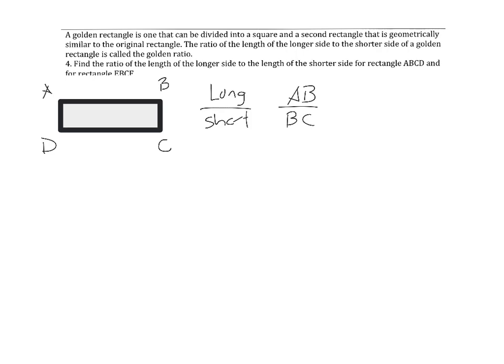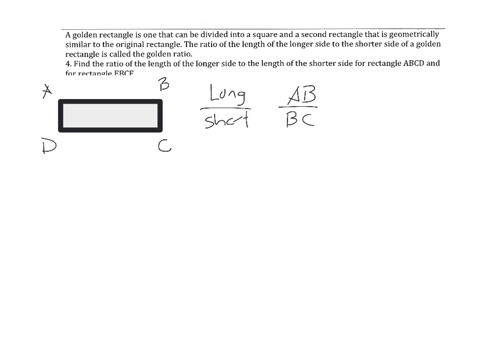Welcome to 6-4B, completing the square. We're going to just use a word problem here. We're going to use this thing called the golden rectangle. It's one of the rectangles that can be divided into a square and a second rectangle that is geometrically similar to the original rectangle. The ratio of the length of the longer side to the shorter side of a golden rectangle is called the golden ratio.